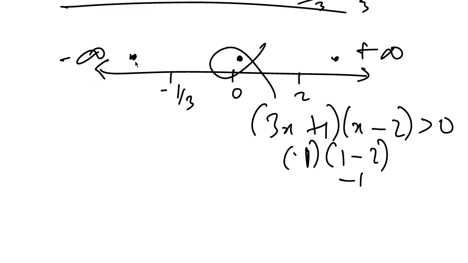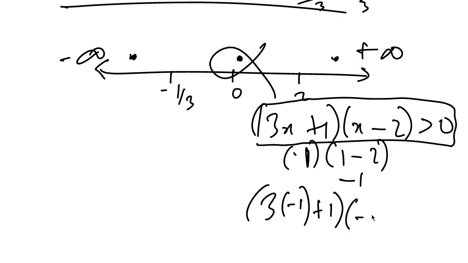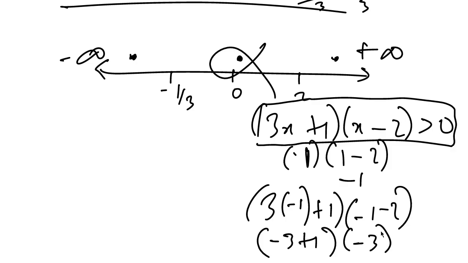And then if you test for any value less than negative 1 over 3, for example, minus 1. If you substitute minus 1 in this inequality, what will you get? That will be (3 times minus 1 plus 1) times (minus 1 minus 2), right? So that will be negative 3 plus 1, times what? Negative 3, because negative 1 minus 2 is negative 3. And negative 3 plus 1 is negative 2, right? So negative 2 times negative 3 is positive 6. Are you following? Positive 6, and you can see that this is allowed. This is a positive number, greater than 0, right?